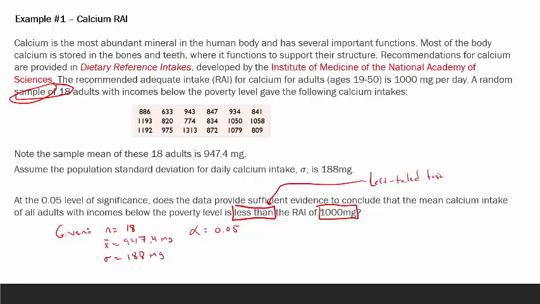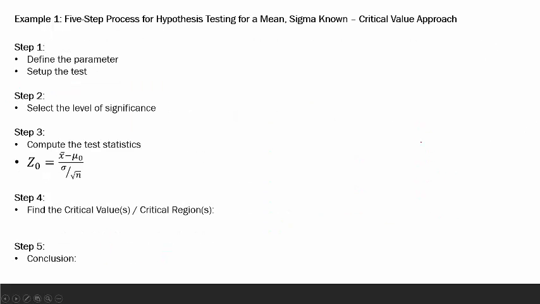All right, so now let's jump into it. Let's see if there is sufficient evidence. To see if the evidence is sufficient, we need to do a hypothesis test to conclude that all adults with incomes below the poverty level are not getting the recommended adequate intake of calcium. Let's go through the 5-step process for this. The first thing you're going to have to do is define the parameter.